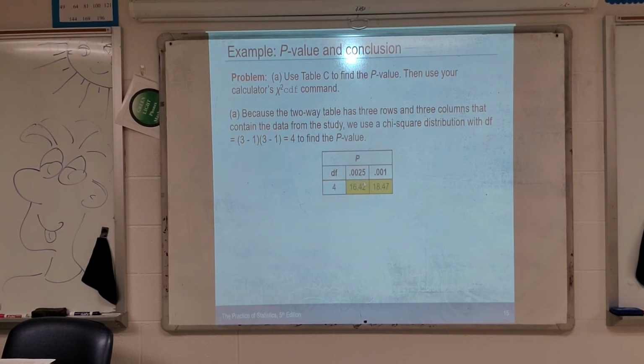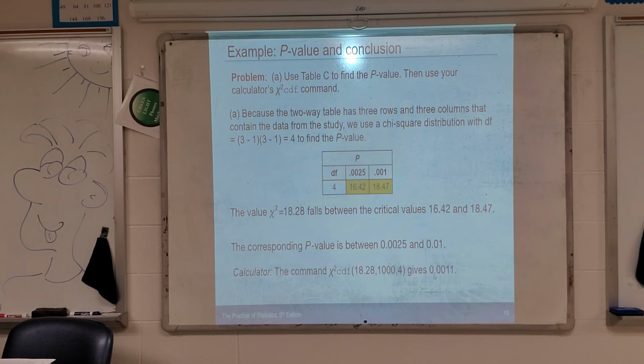And so then to find the p-value, they looked at the table, and it fell between those numbers. For chi-squared here, the corresponding p-value was between 0.0025 and 0.01. Doing it on the calculator, they got 0.0011. How does that compare with ours? So this is what they got on the calculator, 0.0011. How did that compare with our p-value we had earlier? That's about it, isn't it?